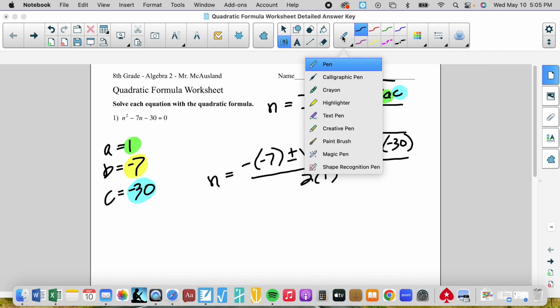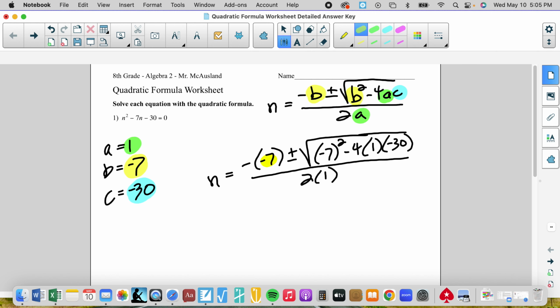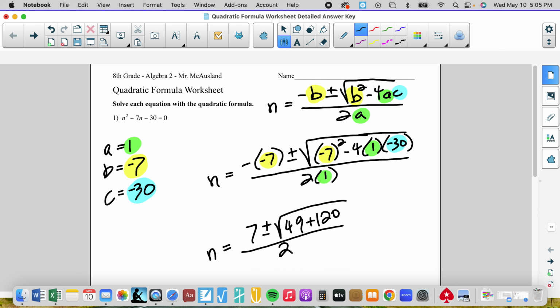So we see, does it work color coding? My b is -7, my a is 1, and my c was -30. Okay, good. And then everything else is the formula. So now let's simplify. n equals the opposite of -7, which is +7, plus or minus the square root of -7 squared, which is +49, minus 4 times 1 times -30, which is +120, all over 2 times 1, which is 2.